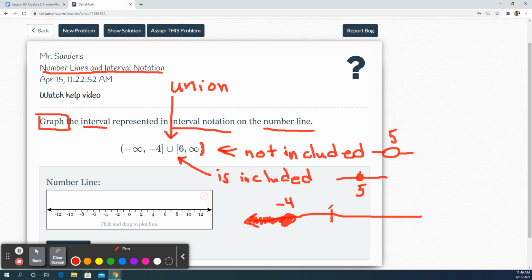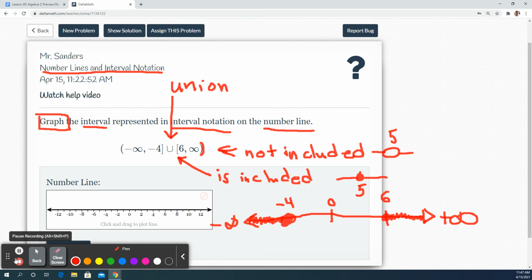And I like including the number 0, showing it. That's just a good reference, especially when we have negatives. And then it picks up again at 6. Notice we have a closed bracket here, so it's a closed circle at 6. And then we're going into positive infinity. So this goes to positive infinity. This goes to negative infinity. So it's all the numbers from negative infinity to -4, including -4. It skips these in between, then all the numbers from 6 to positive infinity.